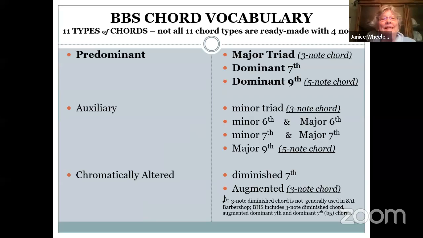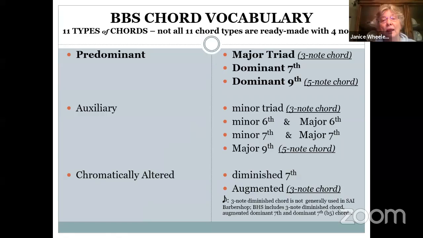So we're going to be using the chords from the barbershop chord vocabulary. There are 11 types of those chords, but not all of them are ready-made with 4 notes. And of course, we need 4 notes for each melody note that we have. So we know predominant triads are 3-note chords. So right off the bat, one of the predominant chords doesn't have 4 notes in its structure. So we'll have to consider how we're going to add a 4th note. The dominant 9th chord, another of the predominant chords, is a 5-note chord. So we're going to have to figure out how we decide which 4 notes of that 5-note chord to use.